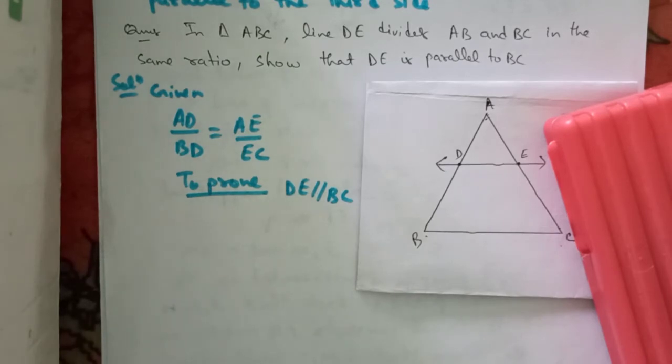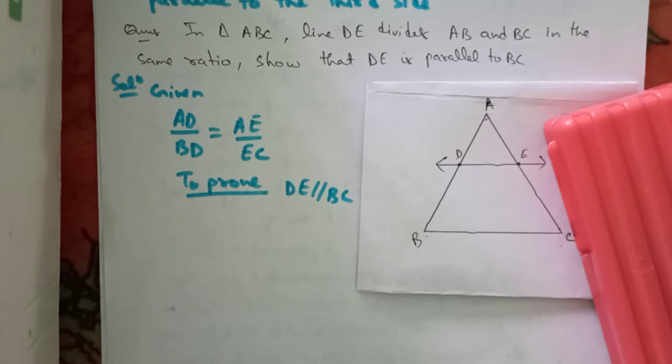For that we have to start with an assumption, since this will be done by the contradictory method. We will first make the assumption, and the assumption will be the opposite of what we have to prove. We have to prove that DE is parallel to BC, so we will take the assumption that DE is not parallel to BC, and then we will contradict the assumption. This is known as the contradictory method. Let us see how we will do this.